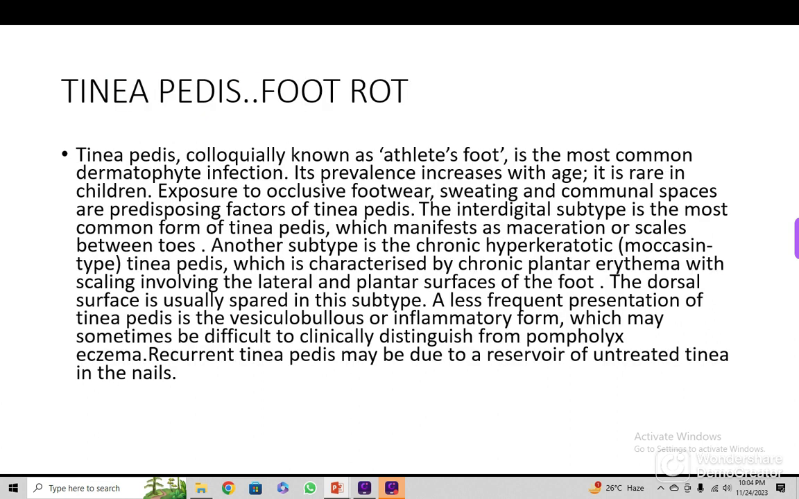Let's start with Tinea pedis, foot rot. Tinea pedis, collectively known as athlete's foot, because they are using shoes, and the army also. It is an important infection of the skin in the army. It makes soldiers unable to work hard if their feet are infected, because it is painful, and it is the most common dermatophyte infection. Its prevalence increases with age. It is rare in children. Exposure to occlusive footwear, sweating, and communal spaces are predisposing factors of Tinea pedis.